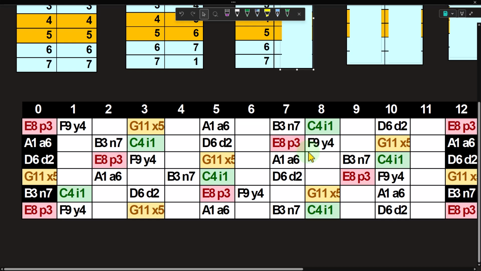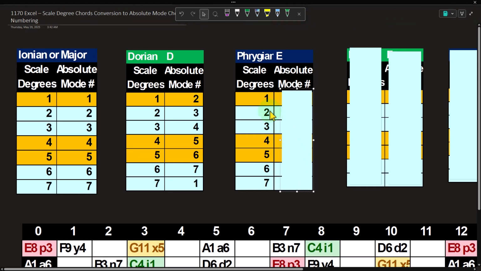And then the question is, well, how can I convert that to the numbering system that makes sense? I don't want to make that the 1. I want to keep that as the 3. So it's going to be easy. They're going to call it the 1. We're just going to call it the 3.